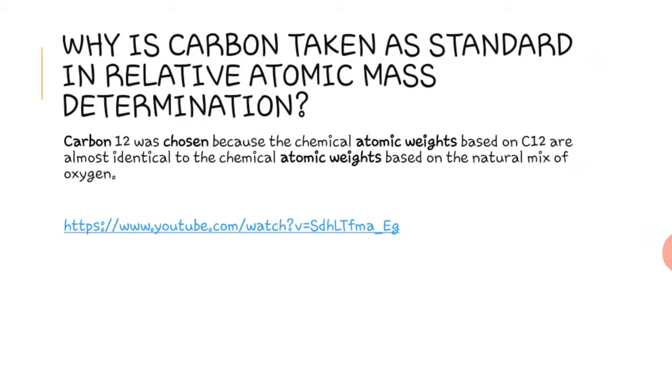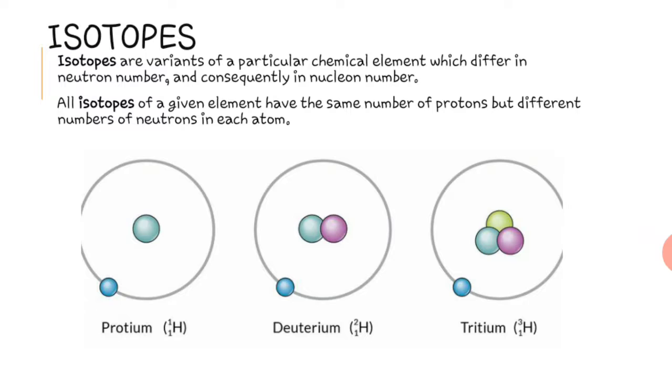Okay, so the next topic after the relativity of the atomic masses is isotopes. So what are isotopes? Isotopes are basically the variety, or the variability, of a particular chemical element which differ in neutron number and consequently in nucleon number. Their neutrons differ, so obviously atomic mass will differ. Atomic mass is the nucleon number, so it will differ.